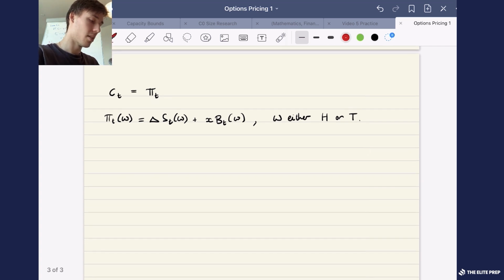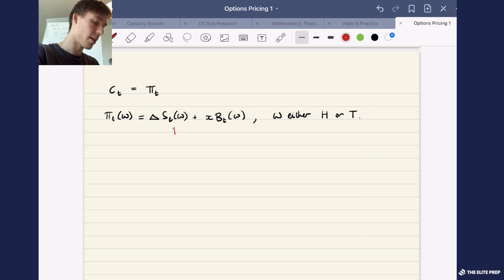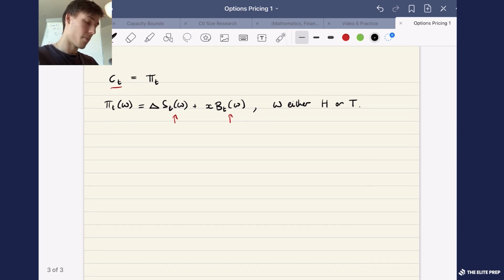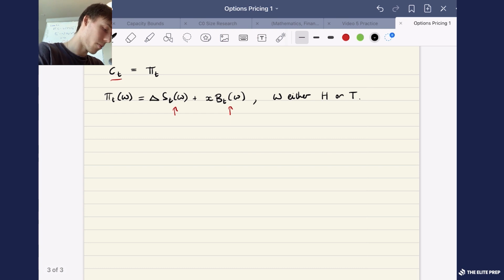But notice, we actually know ST, we know BT, and we also know CT. So we have the following. CT heads is equal to delta ST heads plus x BT heads. And we also have CT tails equals delta ST tails plus x BT tails.